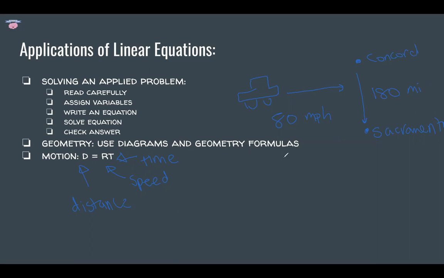So we use the formula D is equal to RT. First thing, we read it carefully. Second thing, we need to assign variables. So we know the rate, we know the distance. What we need to know is the time. So we write T is the time. We write an equation. So distance 180 is equal to rate 80 times time, T. Note that the time is in hours because this is in miles per hour. So the time has to be in hours.